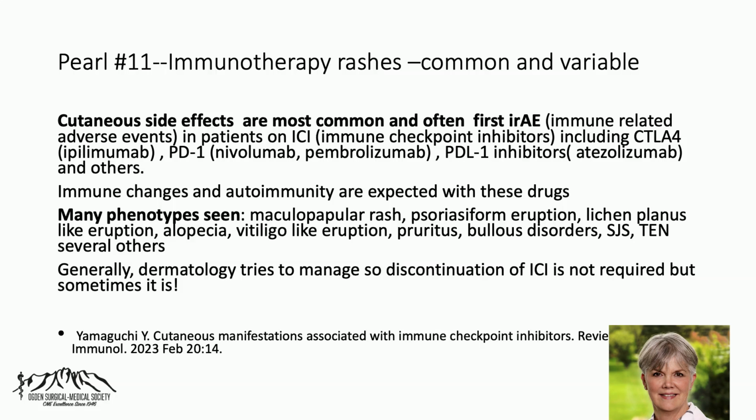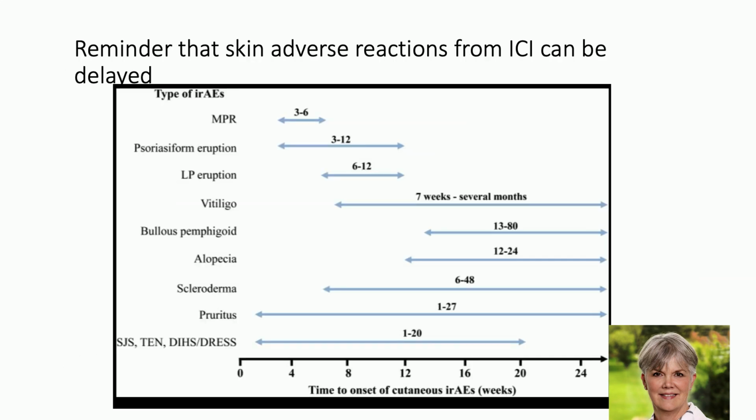There are so many different kinds, we can't cover them, but do be suspicious that it is from the immunotherapy, and know that many of them we can manage. We can keep the patient on their immunotherapy so that their cancer treatment can be continued. Some of them are too dangerous and we have to take them off. All right, once again, the timetable. Some of these immunotherapy rashes are delayed by as much as 18 months. When people get bullous pemphigoid, it's often a long time after they've been on the drug, so don't be fooled just because it starts later.